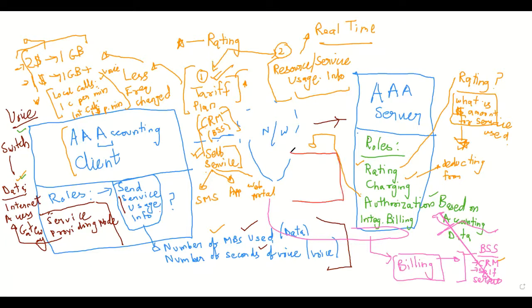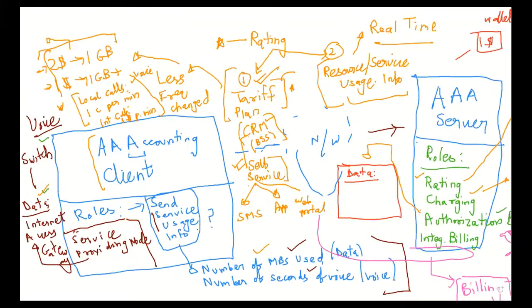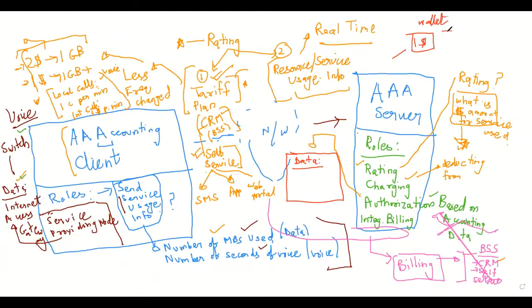So let's say we are talking about voice, or let's say data. Let's say there is a scenario where I have, let's say, 1 cent or let's say $1 in my wallet. I'm the user. And this is at point in time T0. Let's say at some time I had $1 in my wallet that I maintained with the telecom operator.